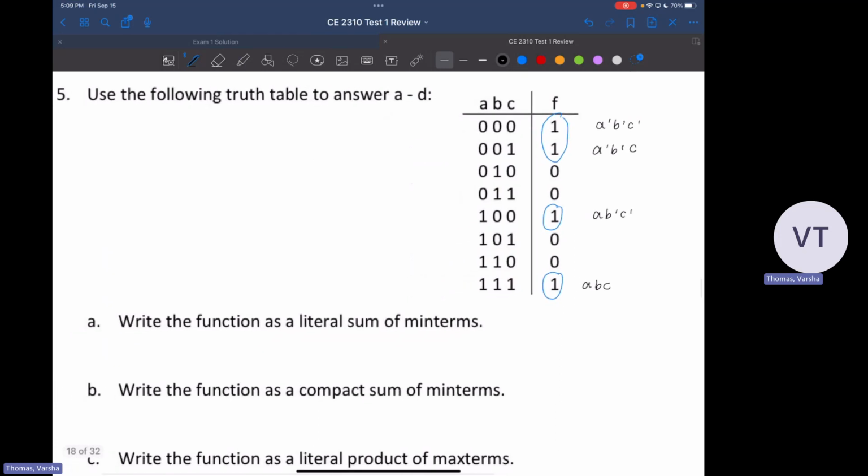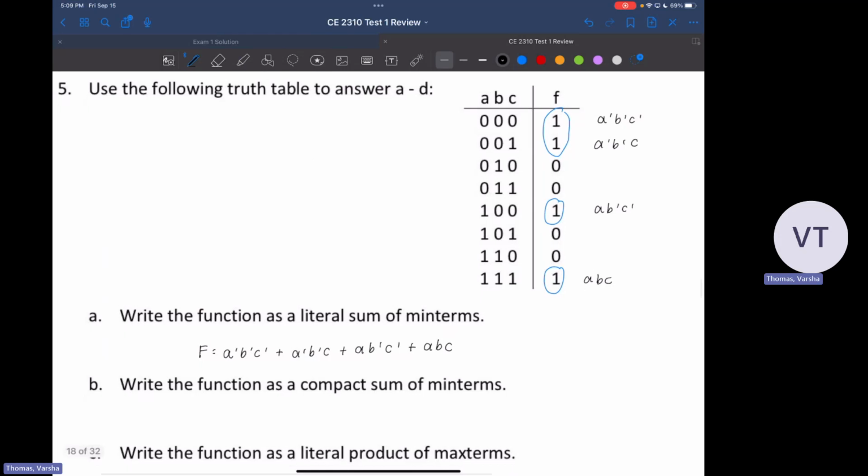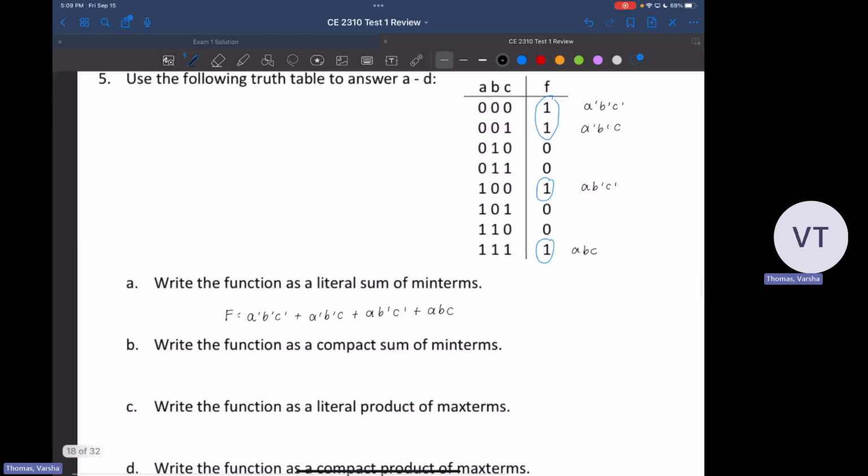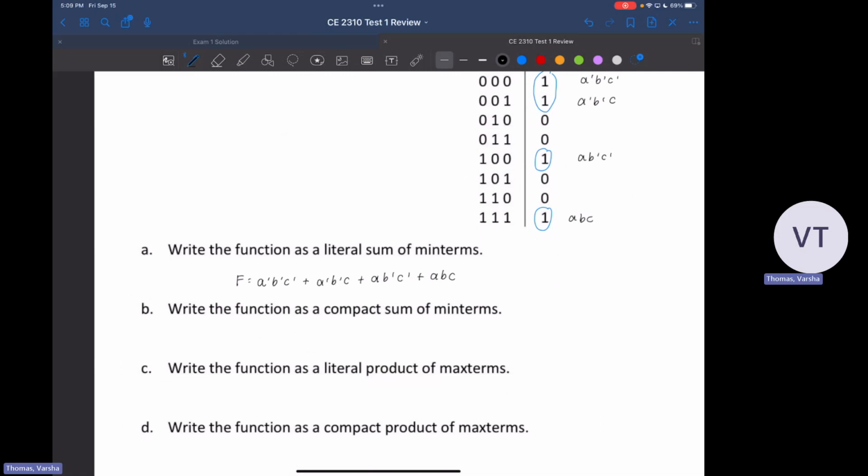So we're going to put this all in sum of products form. Write the function as a literal sum of minterms. So we're not going to simplify, put it all in. We have A naught, B naught, C naught, ORed with A naught, B naught, C, ORed with A, B naught, C naught, ORed with A, B, C. No simplification needed, okay? It wouldn't be a minterm otherwise. We'll get to compact sum of minterms after. Let's just do the literal product of maxterms next.